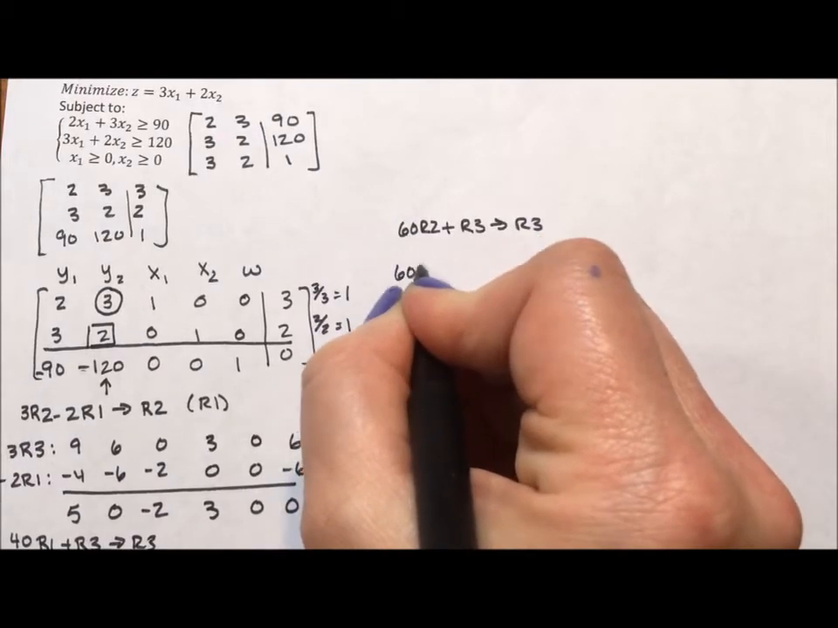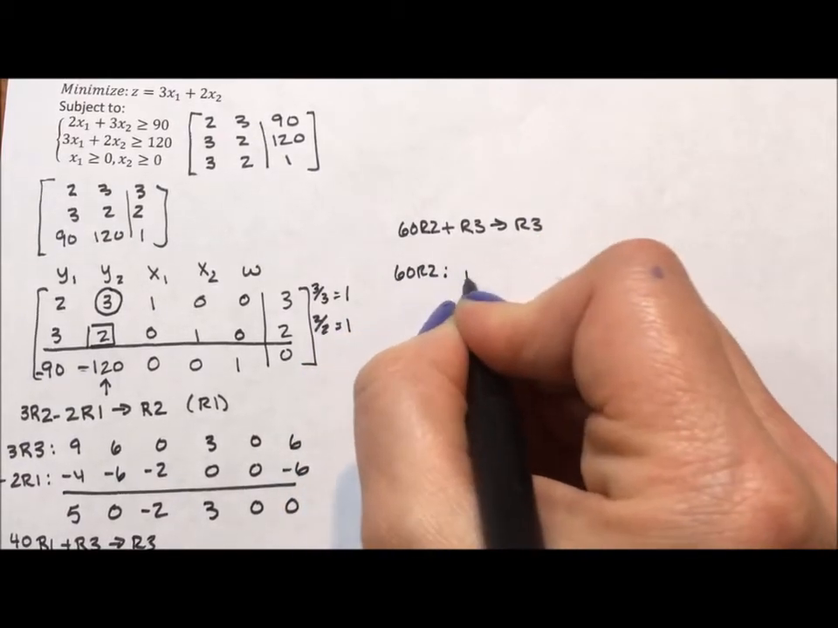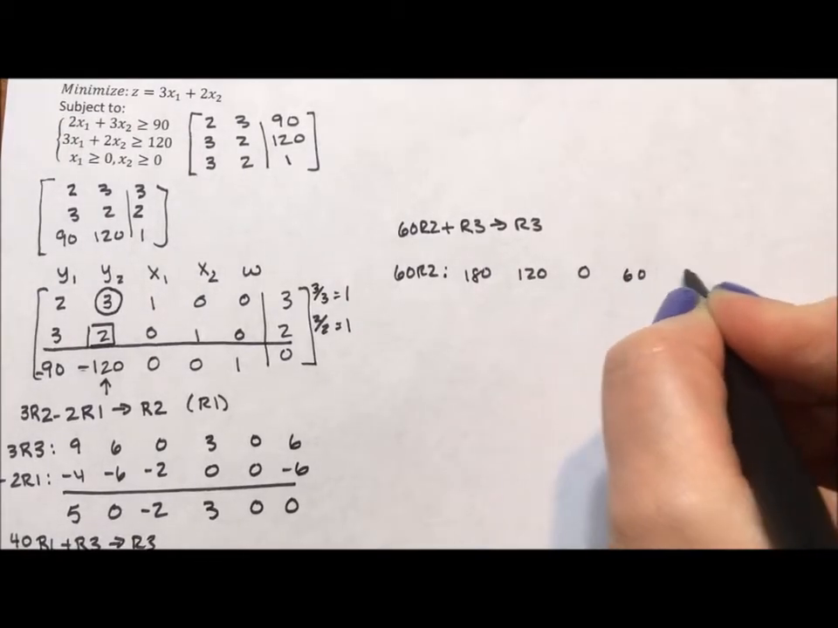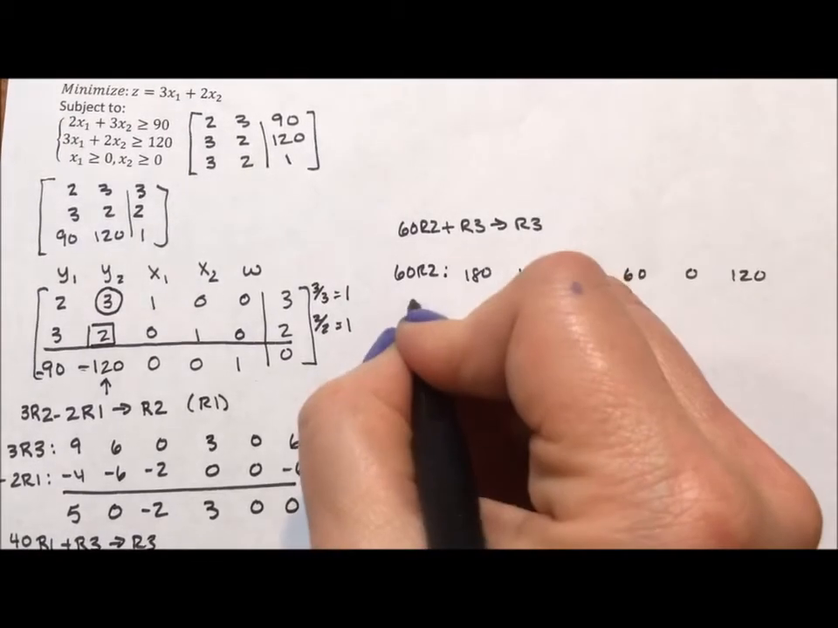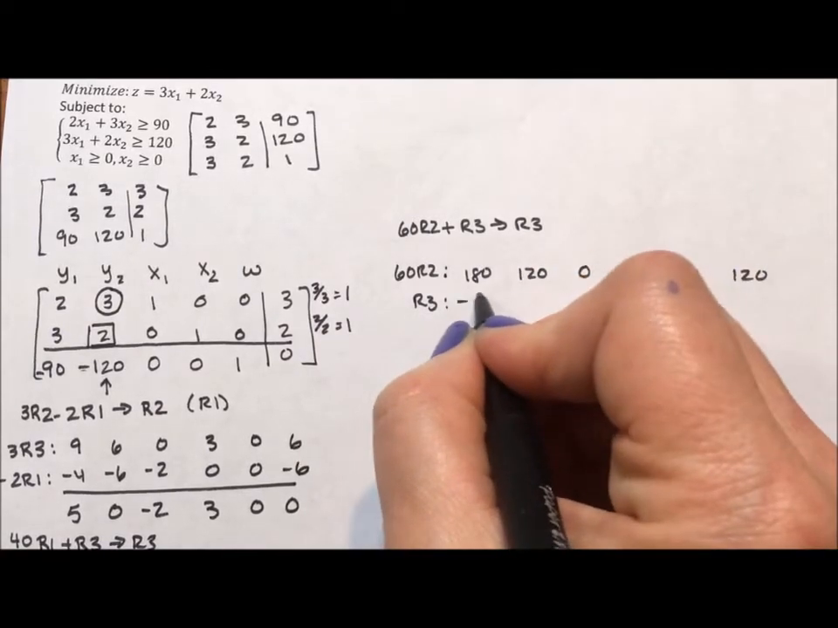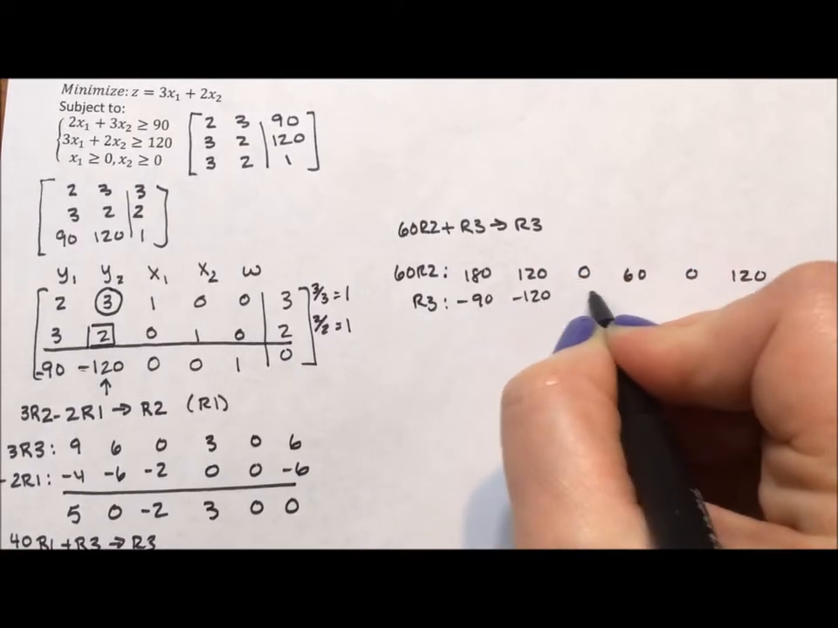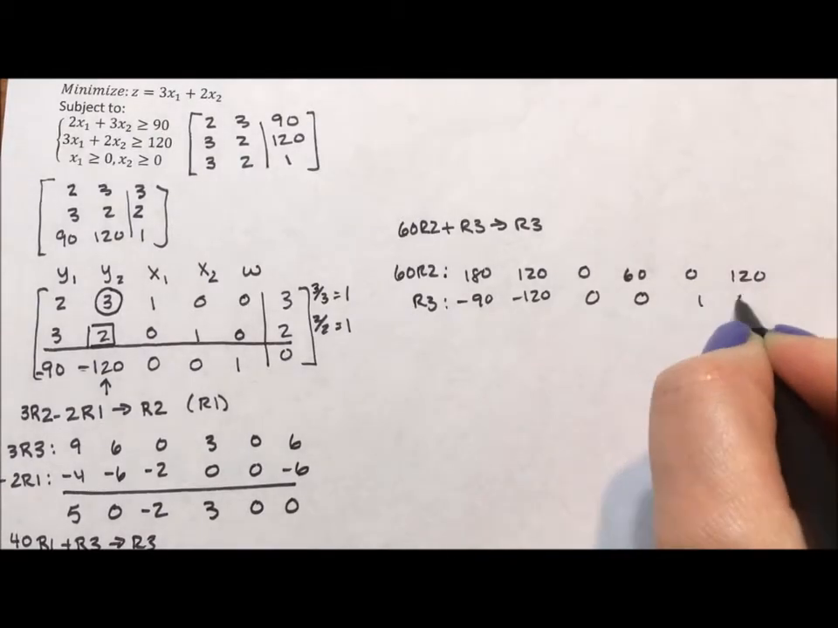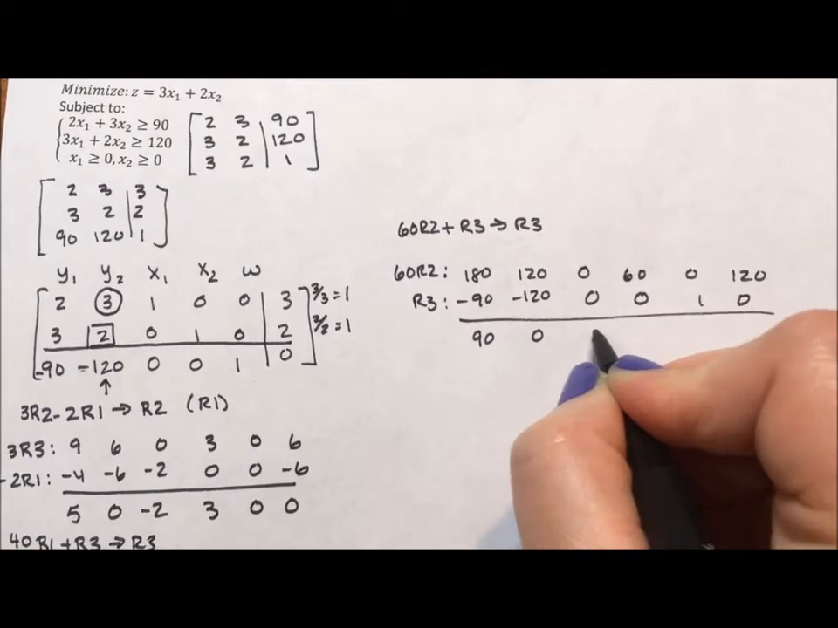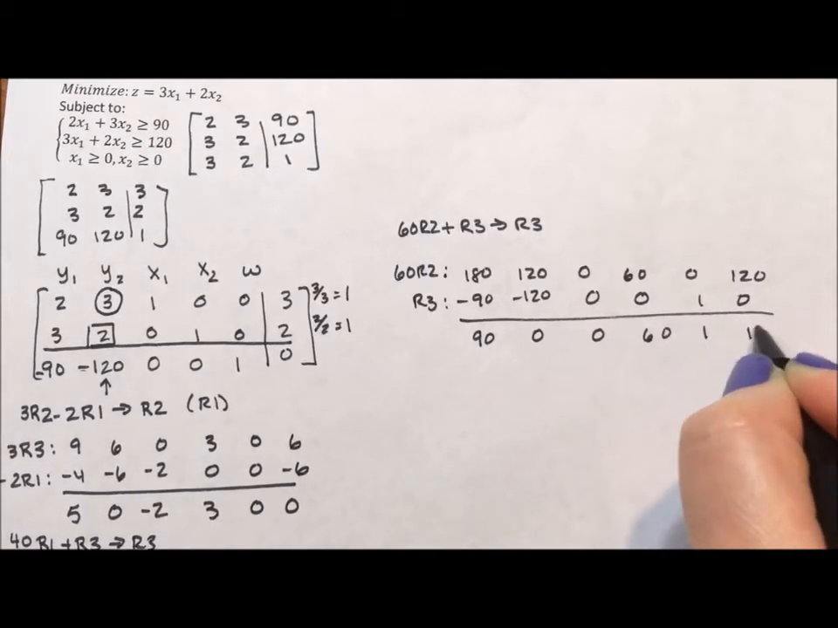So 60 times row 2 is going to be 180, 120, 0, 60, 0, 120. And row 3 is going to be negative 90, negative 120, 0, 0, 1, 0. When we add down, we're going to get 90, 0, 0, 60, 1, 120.